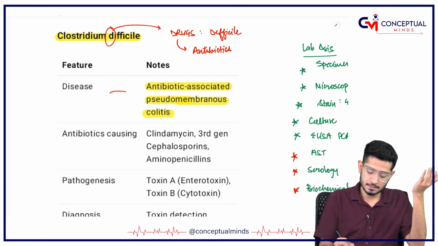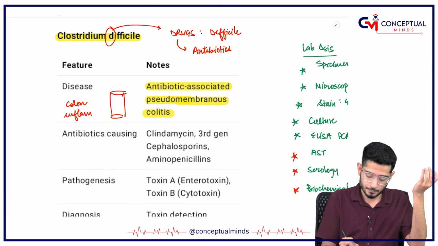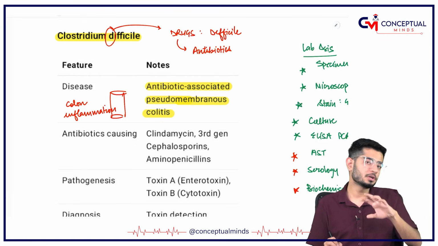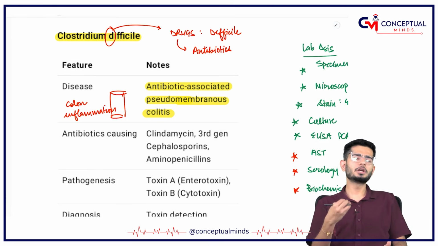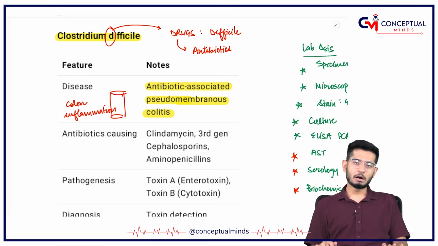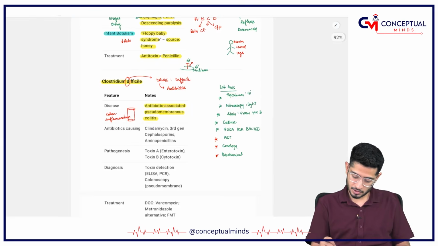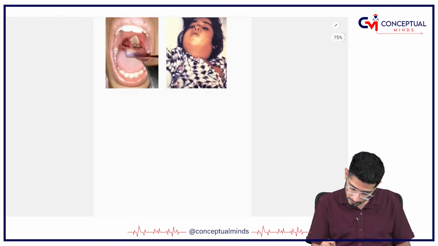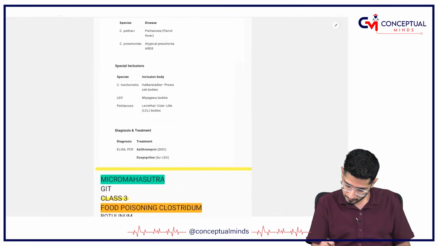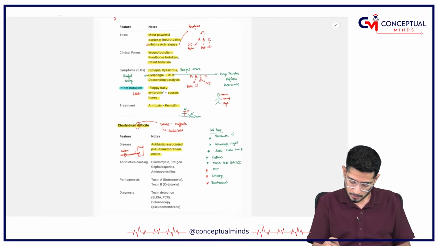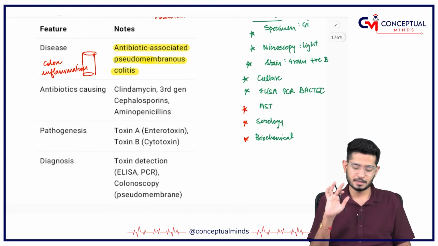Pseudomembranous colitis means this is your colon. The colon will have inflammation. Pseudomembranous, it is not a membranous inflammation, it looks as if there is a membrane which has come here. So, pseudomembranous colitis is something which happens. Let me check if I have a picture of the pseudomembrane. No, I don't have. Okay, I'll share the picture. You ask me in the comments, I'll share.